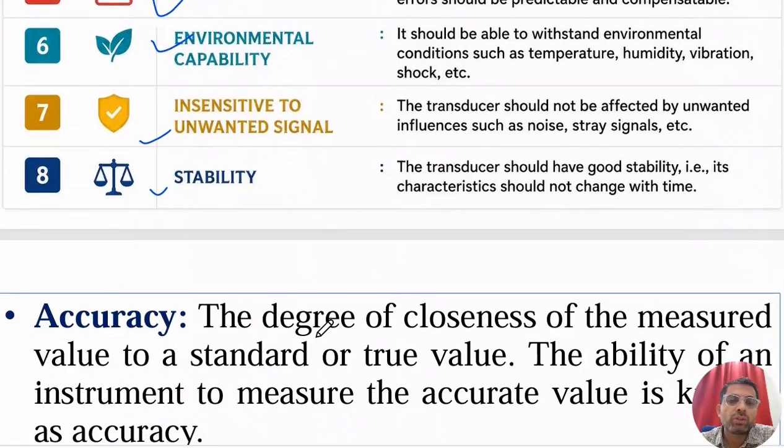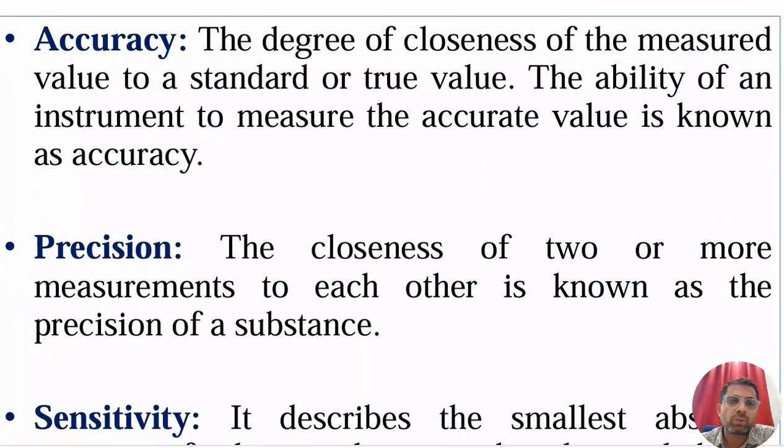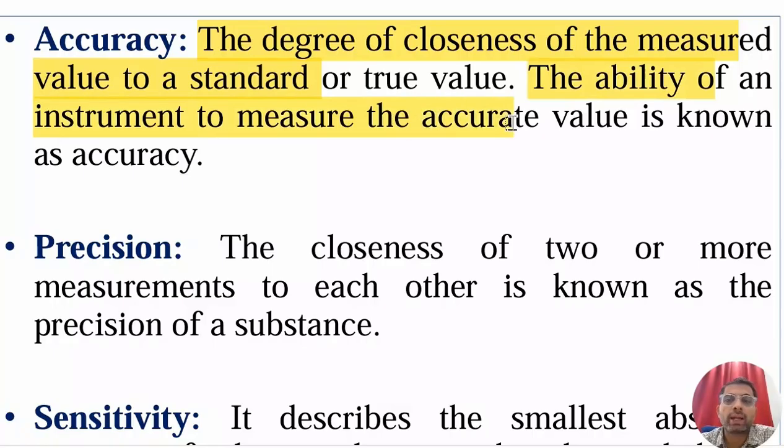Okay, so the first is the accuracy. So what is accuracy? The degree of closeness of the measured value to the standard value is called the accuracy. Okay, मतलब जो standard value है, हमारा ट्रांसड्यूसर कितना क्लोजनेस उसके पास जाता है, उसको बोलते हैं एक्यूरेसी ऑफ दैट transducer. Okay, the ability of an instrument to measure the accurate value is known as the accuracy, right?